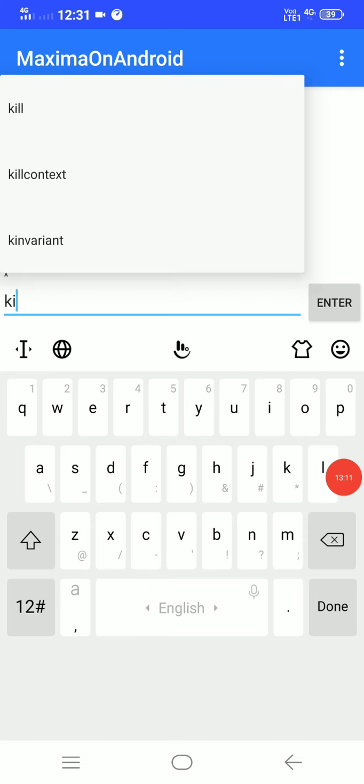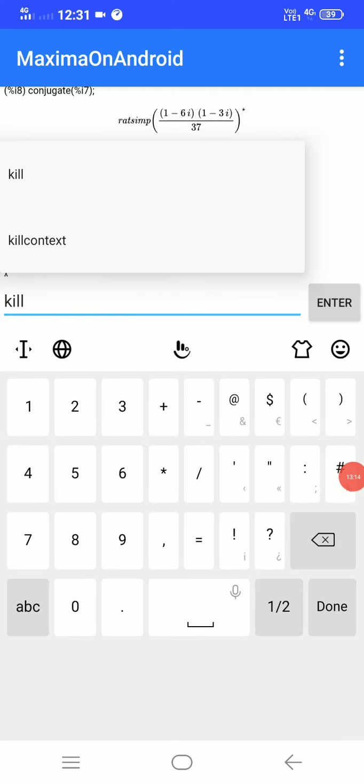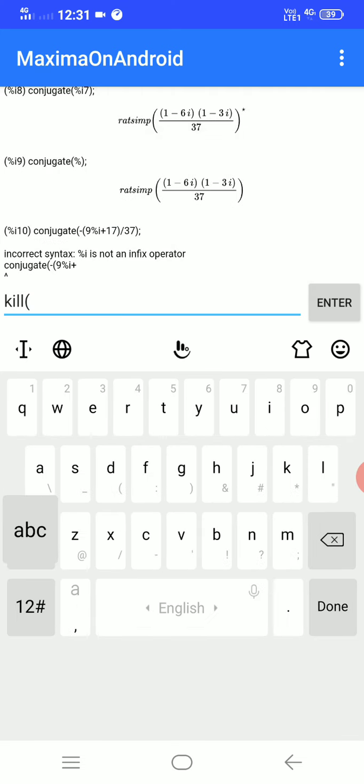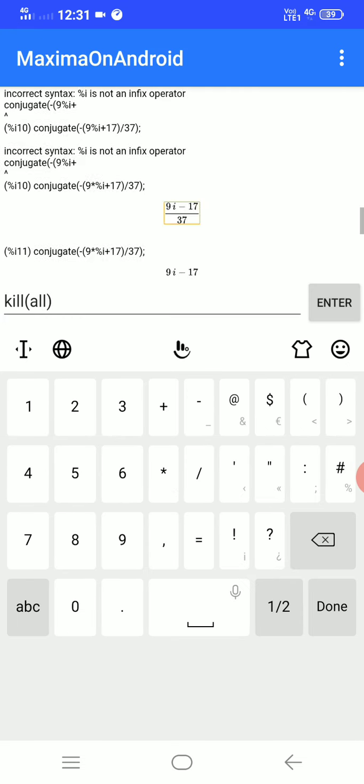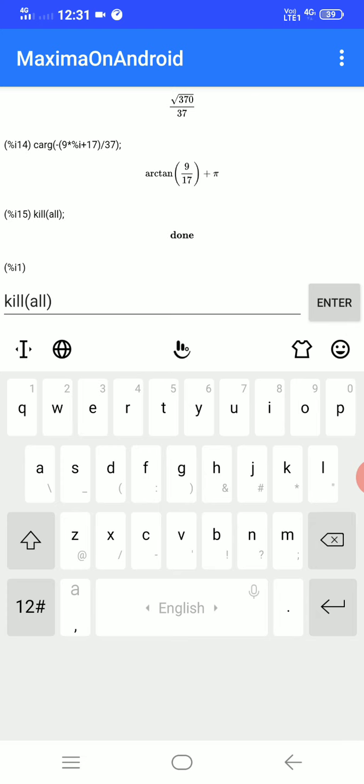Last, kill all, bracket complete, then enter. Done. This removes all bindings in the above items.